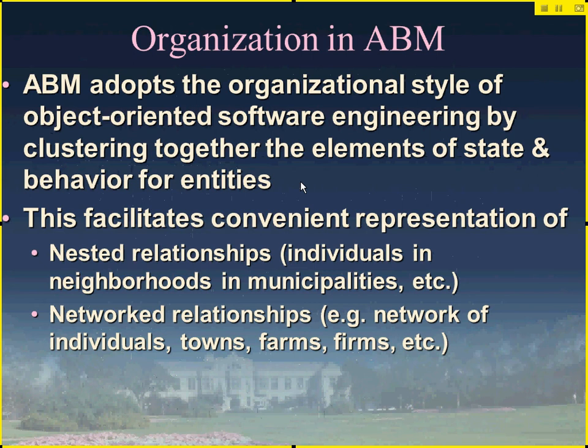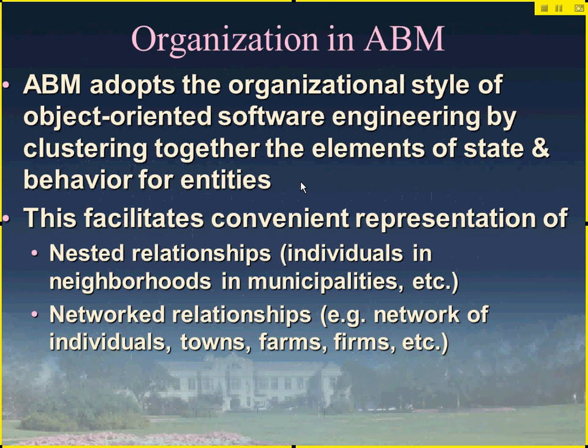So I noted before that agent-based modeling adopts the organizational style of object-oriented software engineering. It clusters together elements of state and behavior associated with these individual actors: their behavior over time, the current state, their properties, their characteristics. And this facilitates convenient representation at several levels. One is, at a conceptual level, it's easy to interact with these things. We look to the object to ask questions about it. In the real world, if we want to find out about someone's biography, their current situation, their characteristics, we naturally go to them. And so it is with these agent-based models. So if we want an agent, for example, to change state in some way, to graduate or to become sick, we direct that request to them, to that object. We say, get sick, or, are you sick, or what have you.